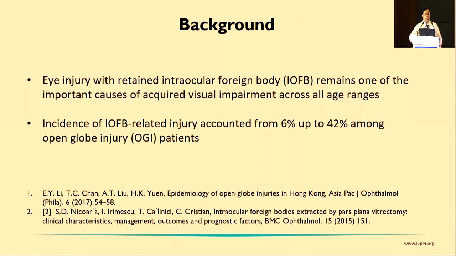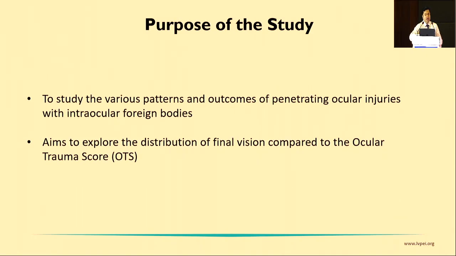Just a brief background. Eye injuries with retained intraocular foreign bodies basically remain one of the most important causes of vision impairment across all ages. The incidence of intraocular foreign body related injury ranges from 6% to as high as 45% amongst patients with open globe injuries. The purpose of our study was to study the various patterns and outcomes of penetrating ocular injuries with intraocular foreign bodies alone, and to explore the distribution of final vision compared to the ocular trauma score.